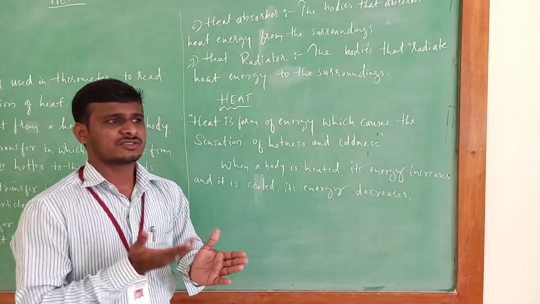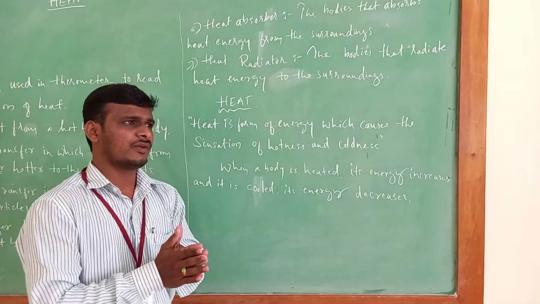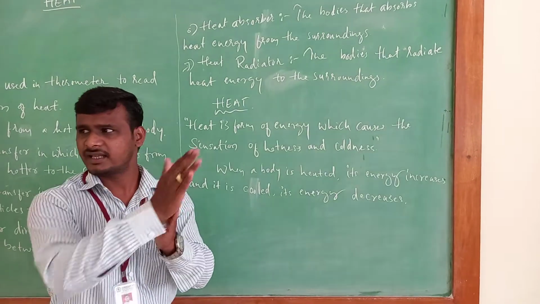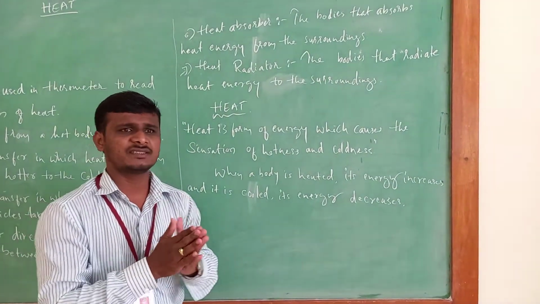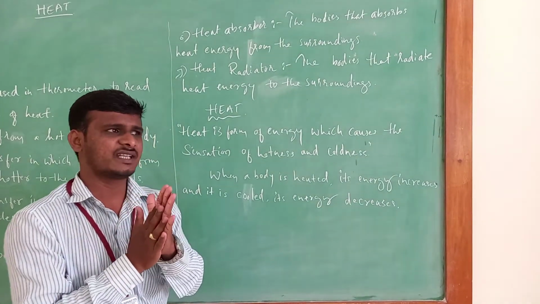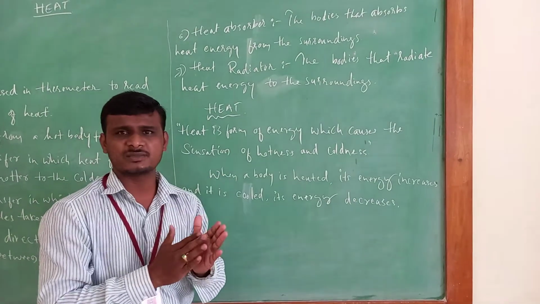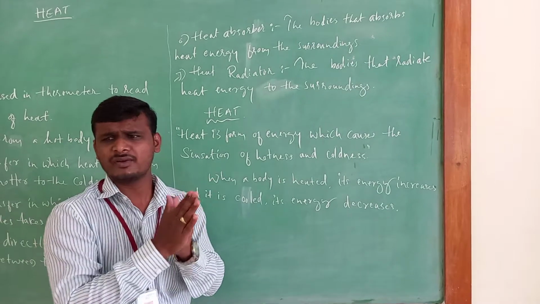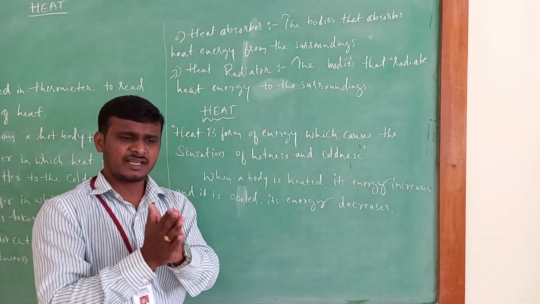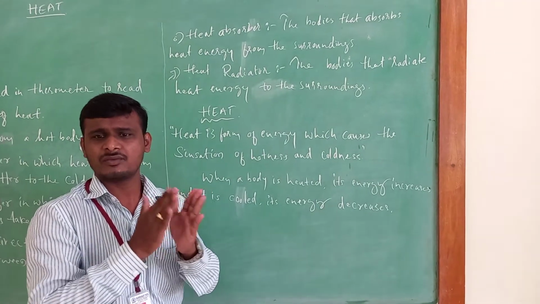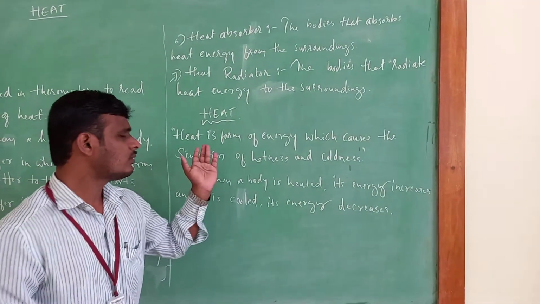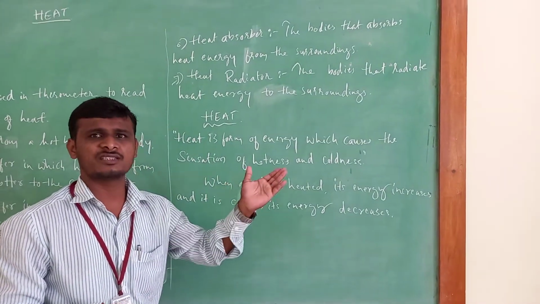Against each other. See, after some time your hands will become warm. This is due to the kinetic energy. While you are rubbing your hands, the kinetic energy is converted into heat energy. So this was an example of how heat is produced. If you rub your hands continuously, the kinetic energy is converted into heat energy. This was one of the examples of how heat is produced.